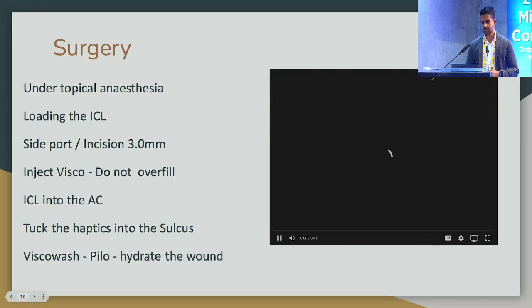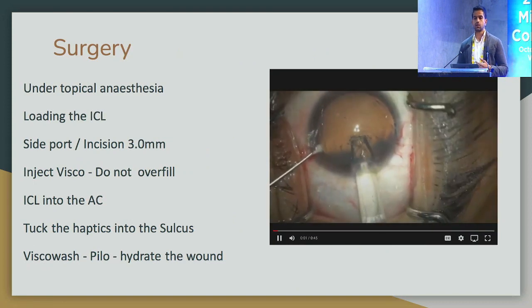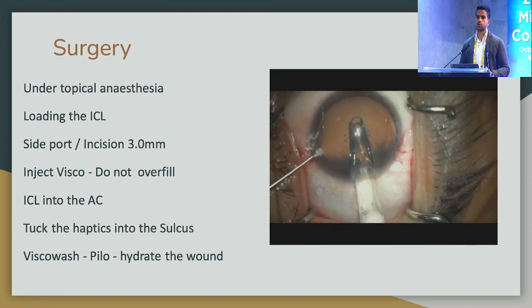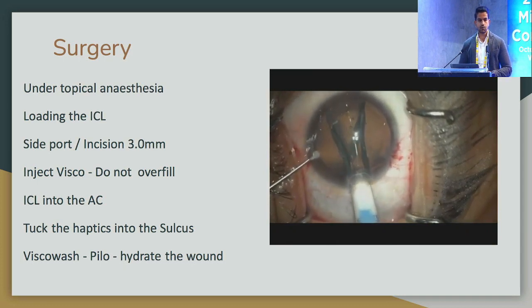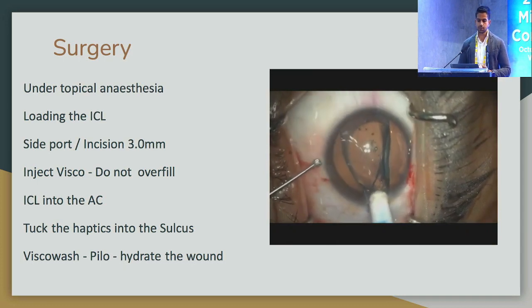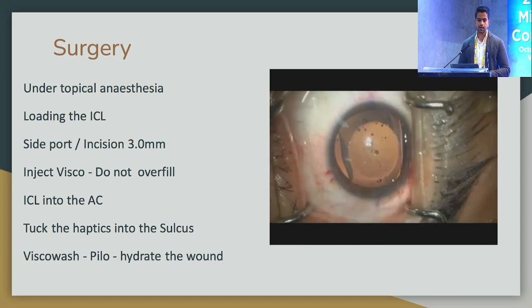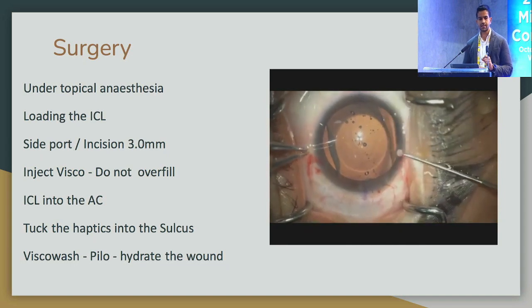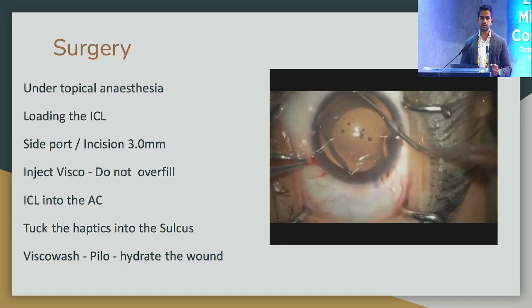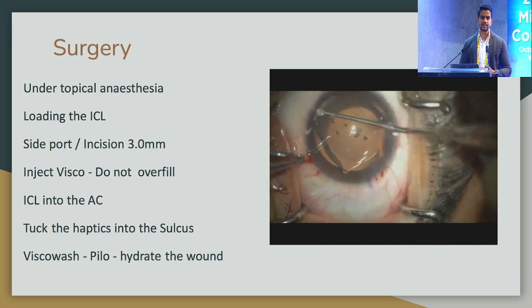So surgery normally is done under topical anesthesia. In the initial stages, what you can do is try to load the lens before you shift the patient into the OR, because loading the lens itself might take about 5 to 10 minutes. Take a side port, inject viscoelastic, don't inject too much viscoelastic, don't overfill the AC with visco. Take a 2.8 millimeter keratome, but in the initial stages at least extend the incision to 3 to 3.2 millimeters so that you're easily pushing in the ICL into the AC.